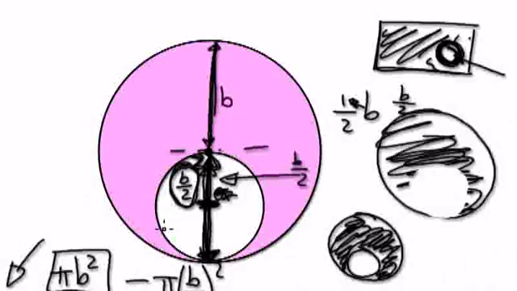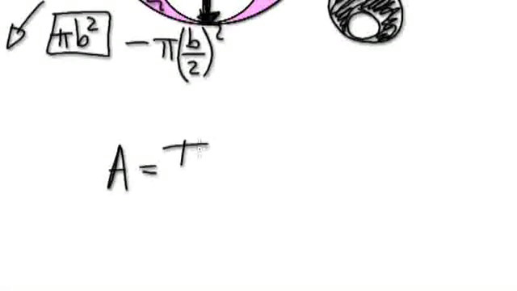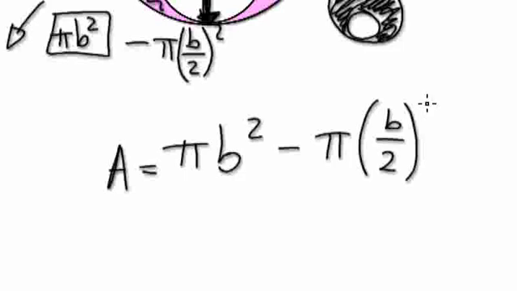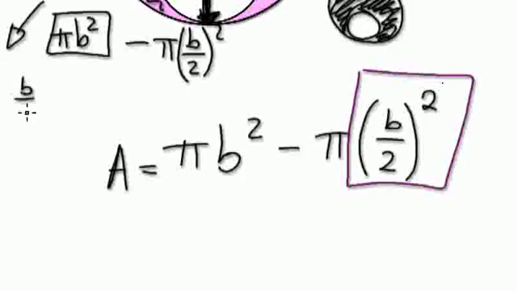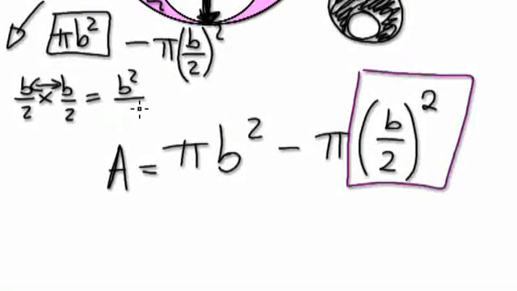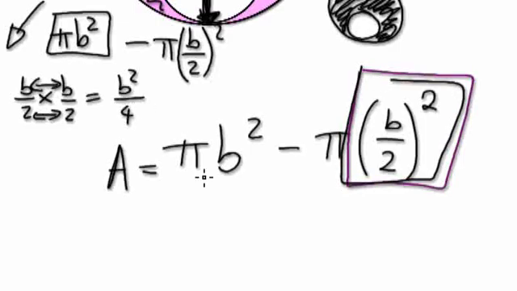So the overall formula for the area of this purple part will be the area of the big circle, which is pi b squared, and then take away pi times B over 2 squared, and remember this exists in the bubble because you've got to work out the radius first and then you square it. Let's tidy this up. Let's work out this bit here. B over 2 times B over 2, because that's what B over 2 squared means. A fraction times a fraction: top times top, which is B squared, over bottom times bottom, which is 4. So this part only is B squared over 4.